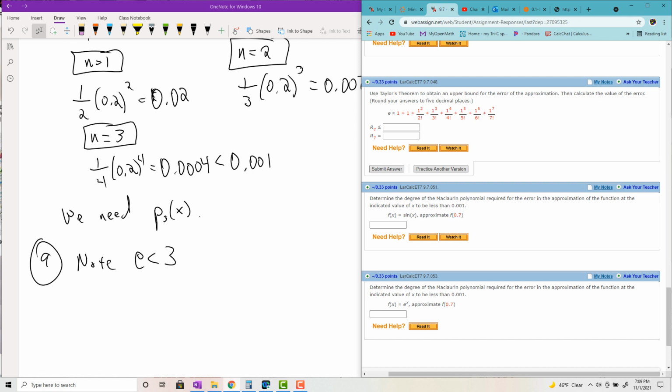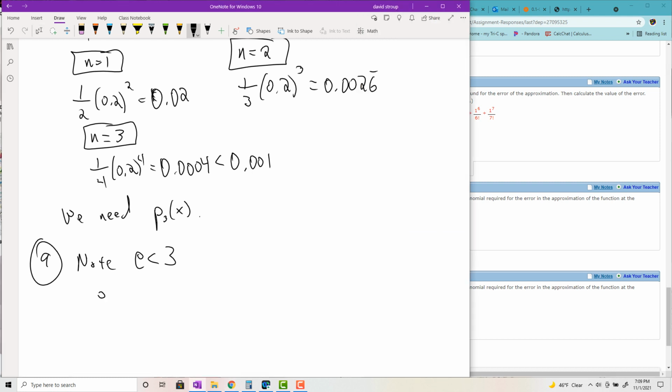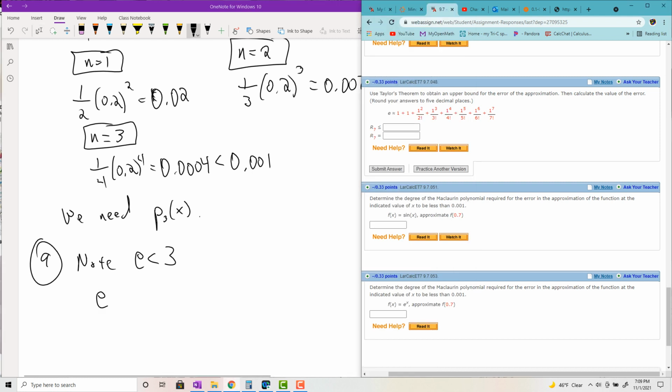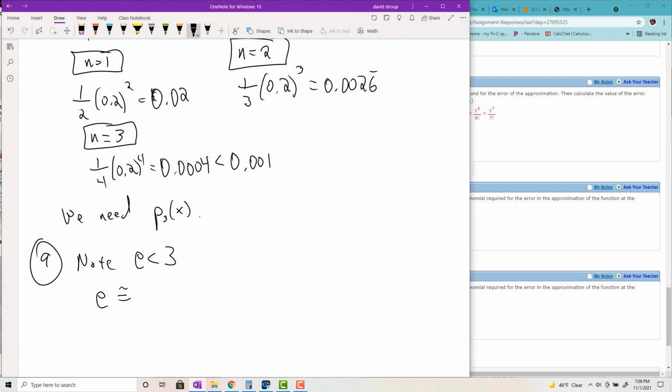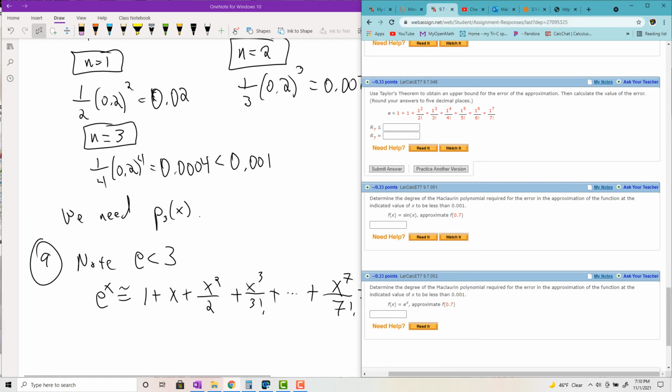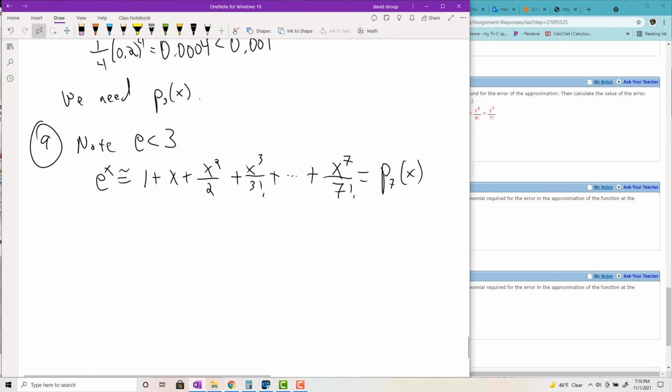So we're dealing with e, and they've used what? If you think about the polynomial approximation, it'll be 1 plus x, and it's easy, x squared over 2 factorial plus x cubed over 3 factorial. And it looks like they've gone all the way up to x to the 7th all over 7 factorial, so e to the x is approximately equal to this polynomial. This is p sub 7 of x. So it kind of looks like they use p sub 7 and a Maclaurin series. So c is equal to 0.